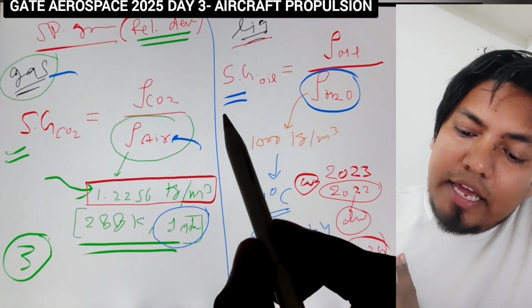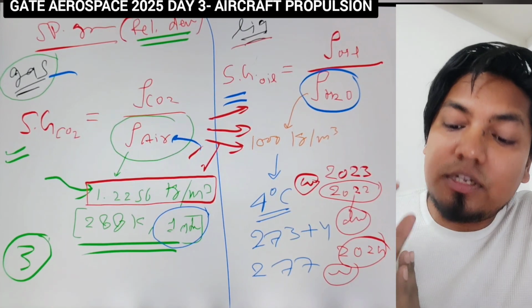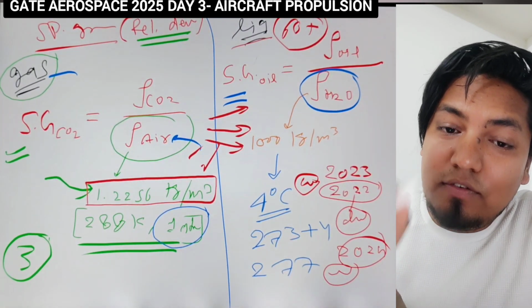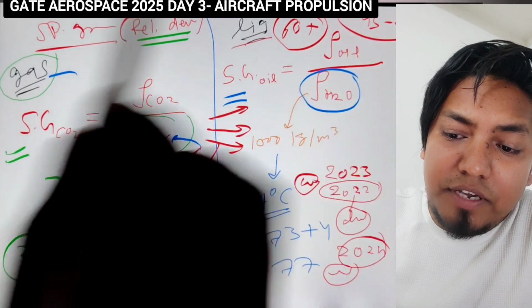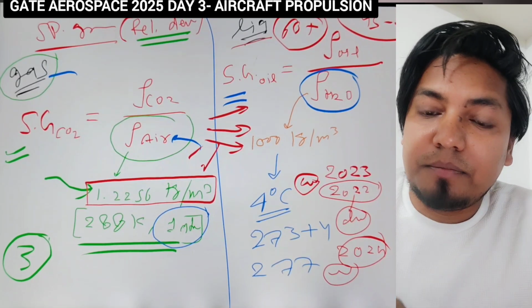It means what? Every corner of your syllabus should be on your fingertips. Then only you can achieve 60 plus marks. Otherwise, I can give you in written. Touching 45 to 50 marks is very, very tough in GATE exam if you are misbehaving with your routine. Changing the page.